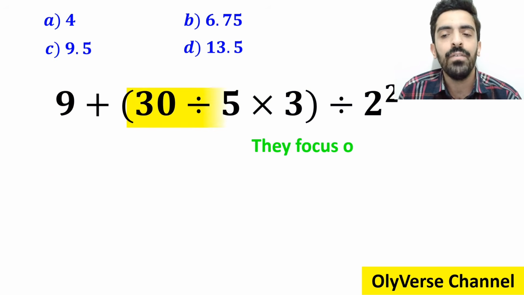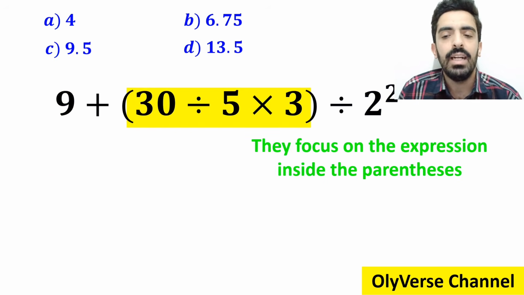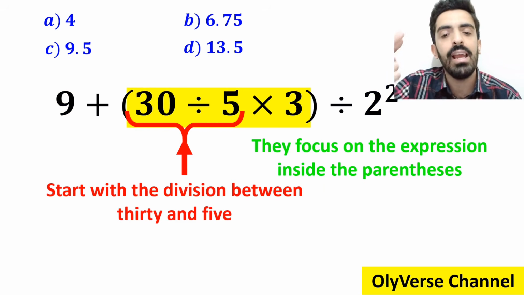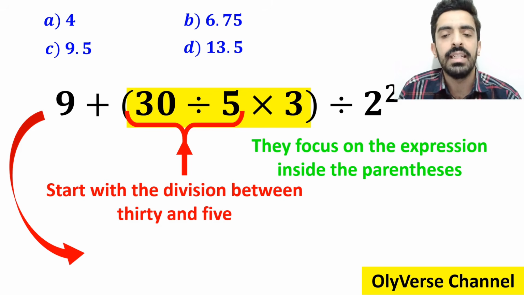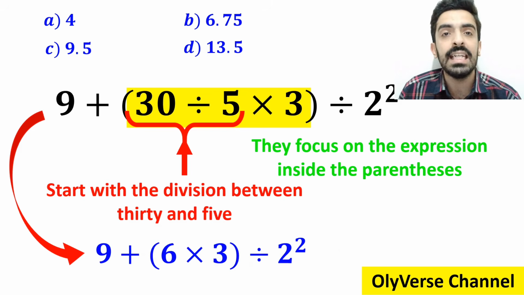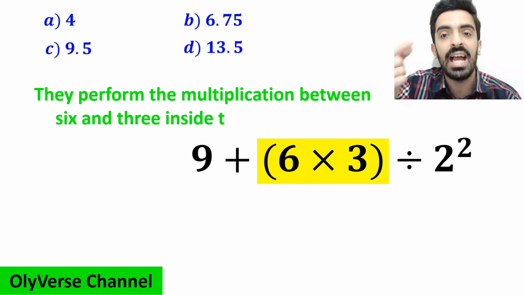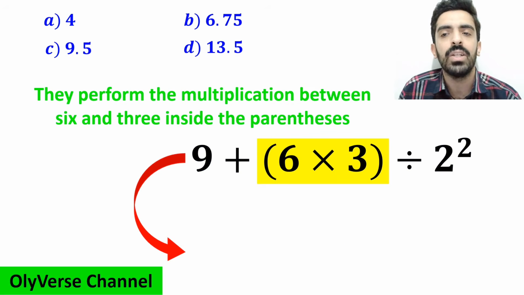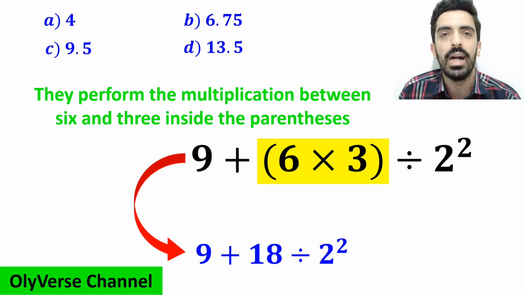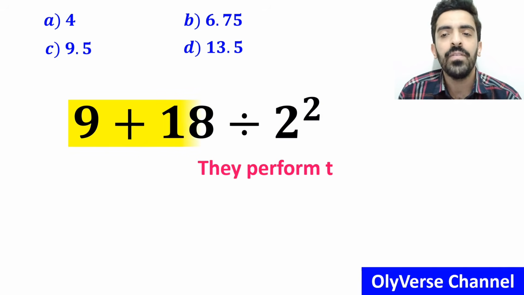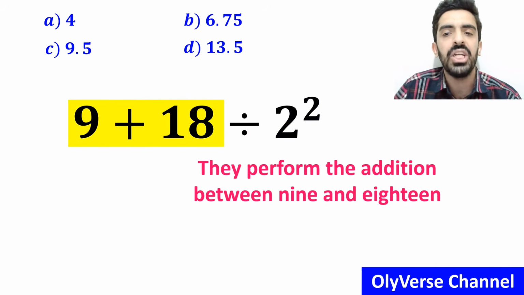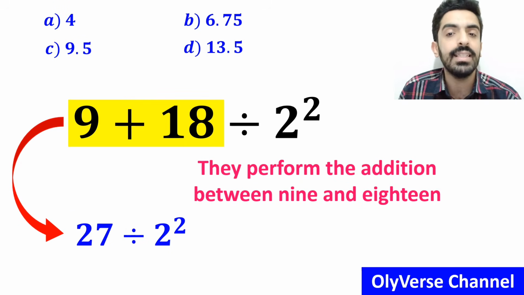And the next step, they focus on the expression inside the parentheses and solve with the division between 30 and 5. So, they simplify this expression to 9 plus 6 times 3 inside the parentheses, then divided by 2 squared. Then, they perform the multiplication between 6 and 3 inside the parentheses and write this expression as 9 plus 18 divided by 2 squared.